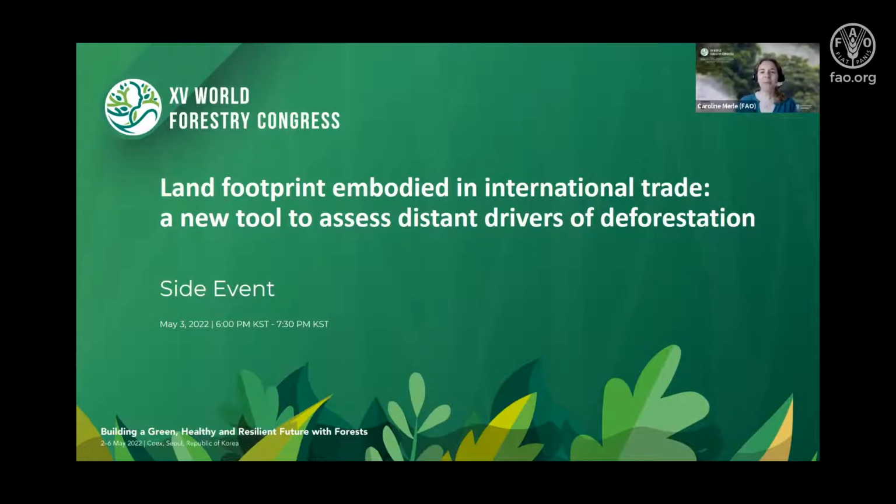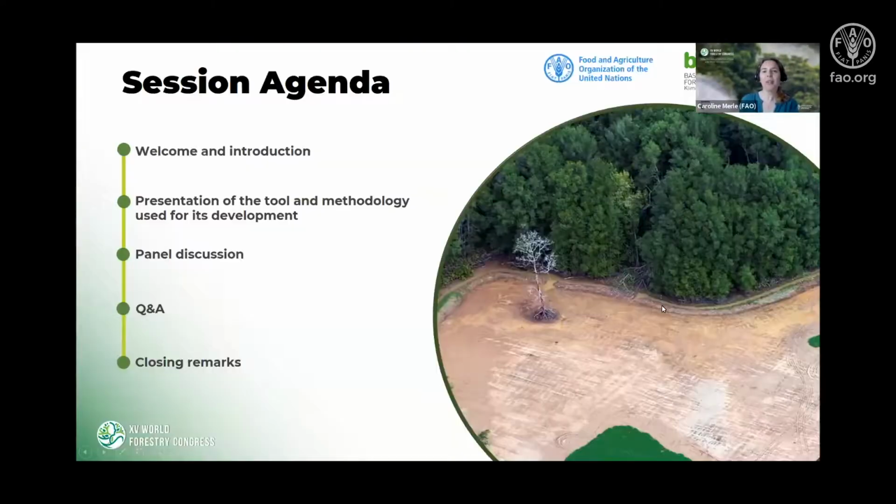I'm pleased to welcome you to our side event, which is titled The Land Footprint Embodied in Trade, a new tool to assist distant drivers of deforestation. This is quite a technical and specific side event. We hope you will find it interesting. So the work we are going to present is still in progress in a way. So our objectives for today are first to ensure a large scope of researchers and technical experts know about it, and hopefully receive comments and suggestions for further steps.